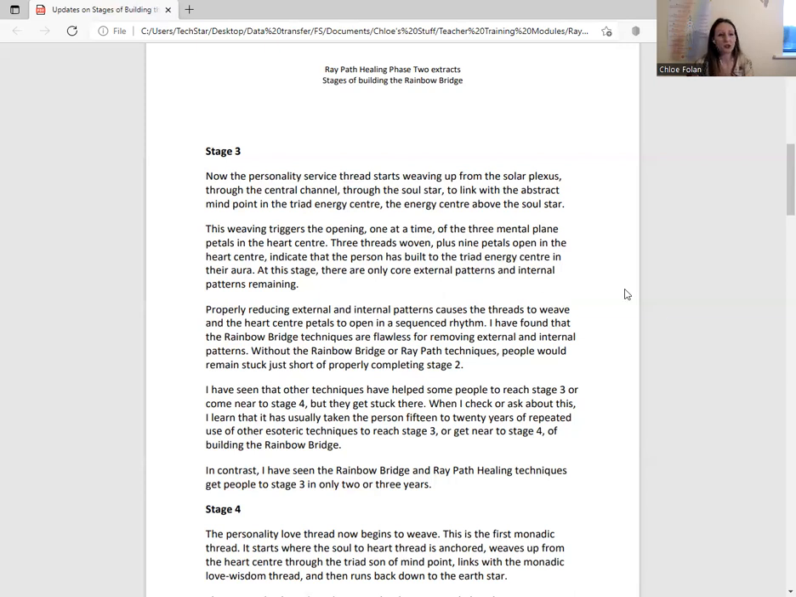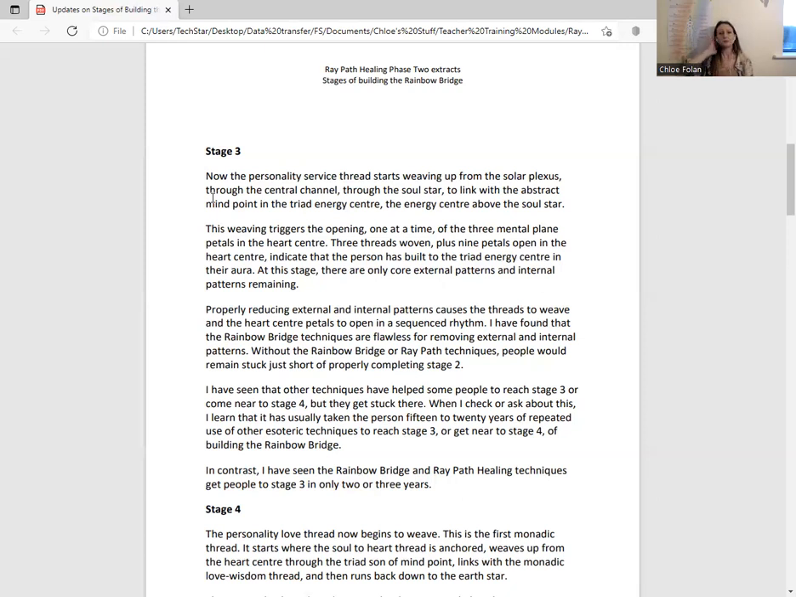So coming back to stage 3. So building to triad, we're coming back to building to triad. Personality thread starts to weave. So this is only with proper karmic clearing enforcement techniques. The personality service thread weaves up from the duodenum point of the solar plexus, up through the central channel, up through the soul star, and builds to the abstract mind point in the higher triad chakra above the soul star, and the 3 heart center petals in the 3rd ring, in the mental plane ring in the heart chakra, then open one by one as well. Thread weaves first, heart center petals after.